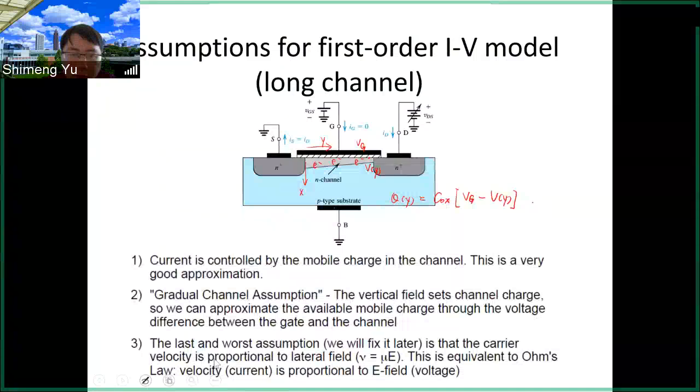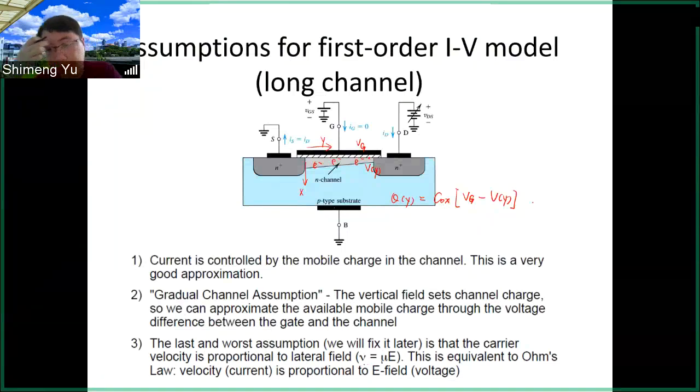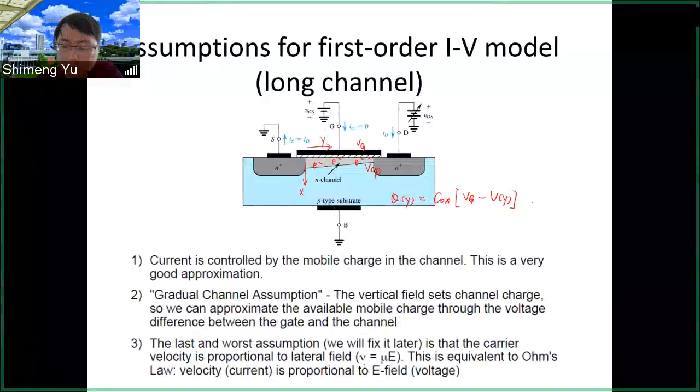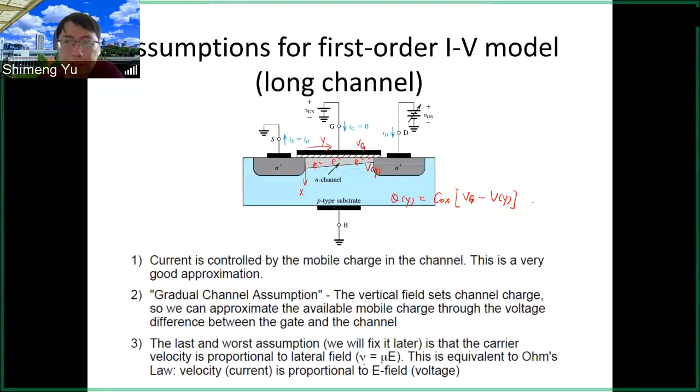And the third assumption is that those charges are moving laterally due to the drift, and the drift will determine the velocity of those charges. And you know the drift currents will have this velocity proportional to the natural electric field, and the coefficient is the mobility. So how fast those charges move. So this is the third assumption. So with those assumptions, then we can derive the first order IV equation.